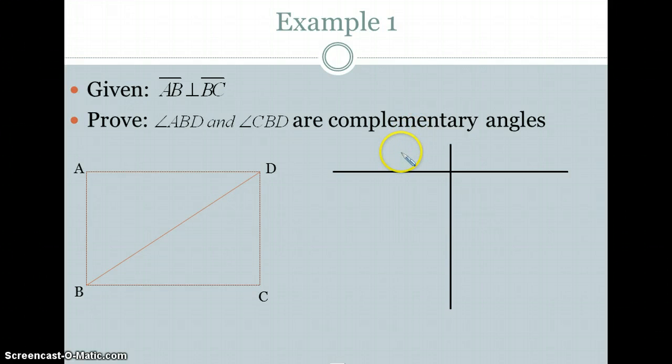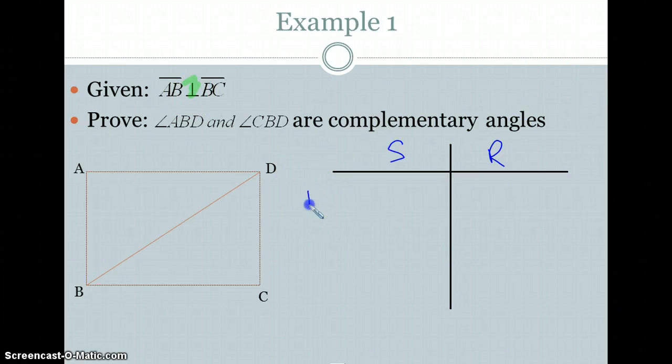And our proof says that we are given that AB is perpendicular to BC, and we want to prove that angle ABD and angle CBD are complementary. So we've got a couple different options. Thinking back to the notes that we took yesterday, we know that perpendicular means one of two things: either we have a right angle or we have a 90-degree angle. Depending what suits our needs, we're going to pick one or the other. In this case, because I'm trying to prove complementary angles, and we just said that complementary angles are 90 degrees, I think I'm going to use the fact that they form 90-degree angles.